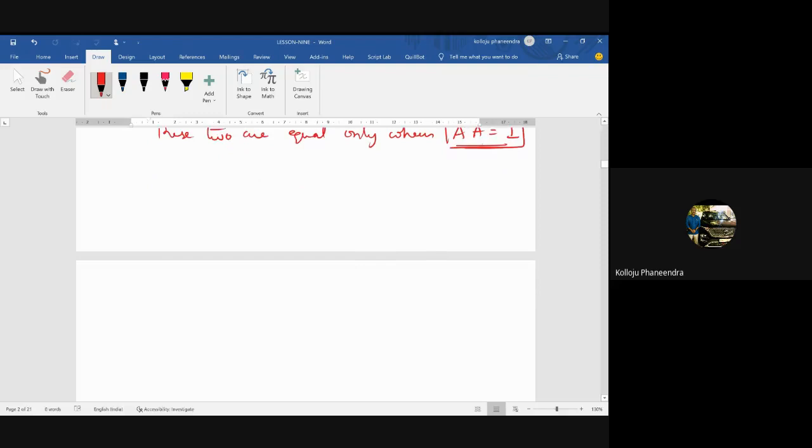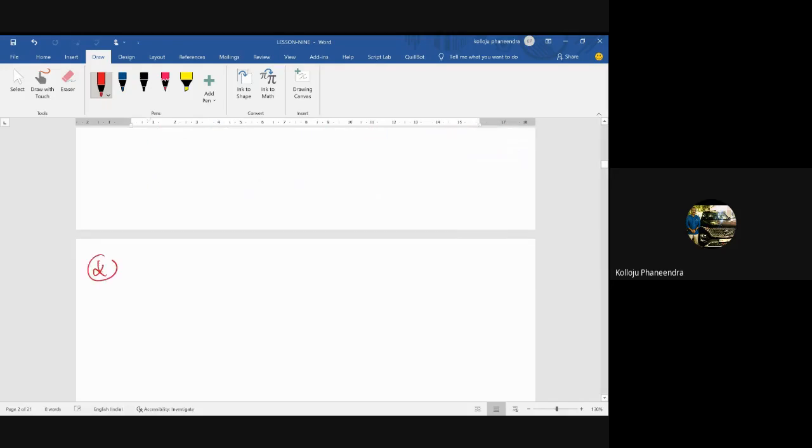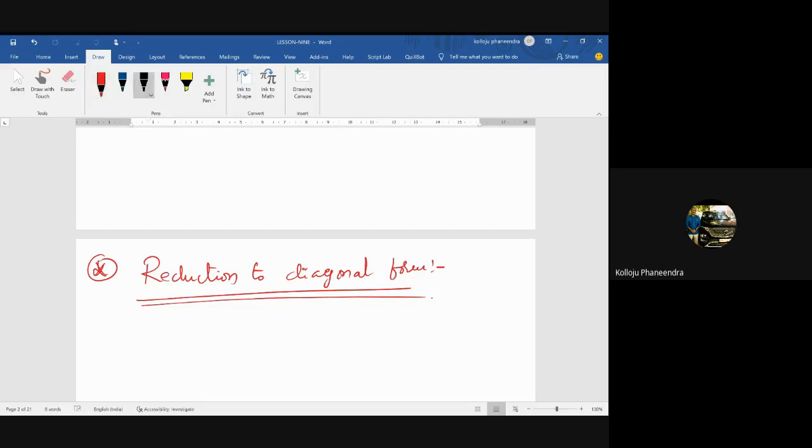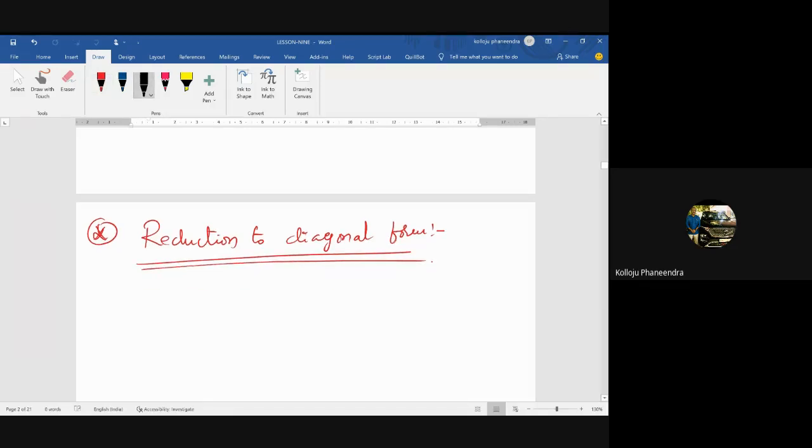What is the next topic? Reduction to diagonal form. This is very important. What is the theory here? Just understand the theory. See, the statement is what?